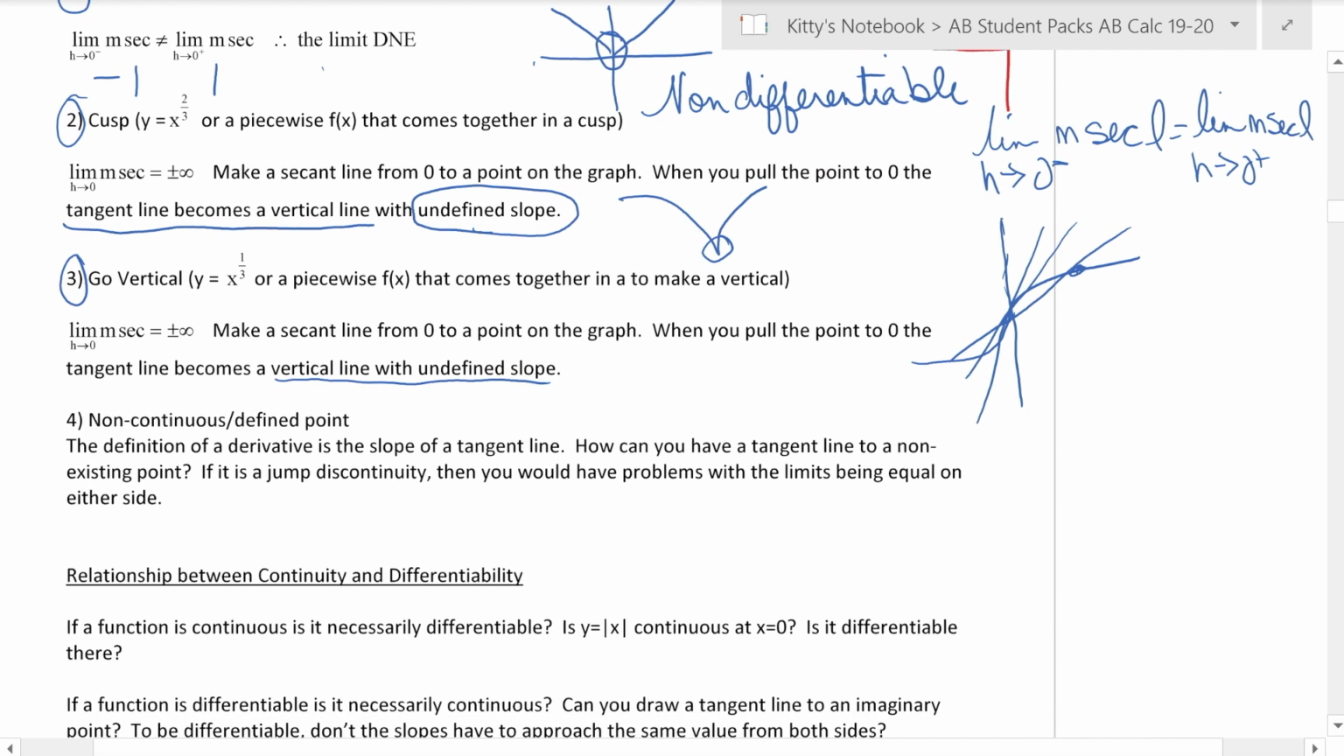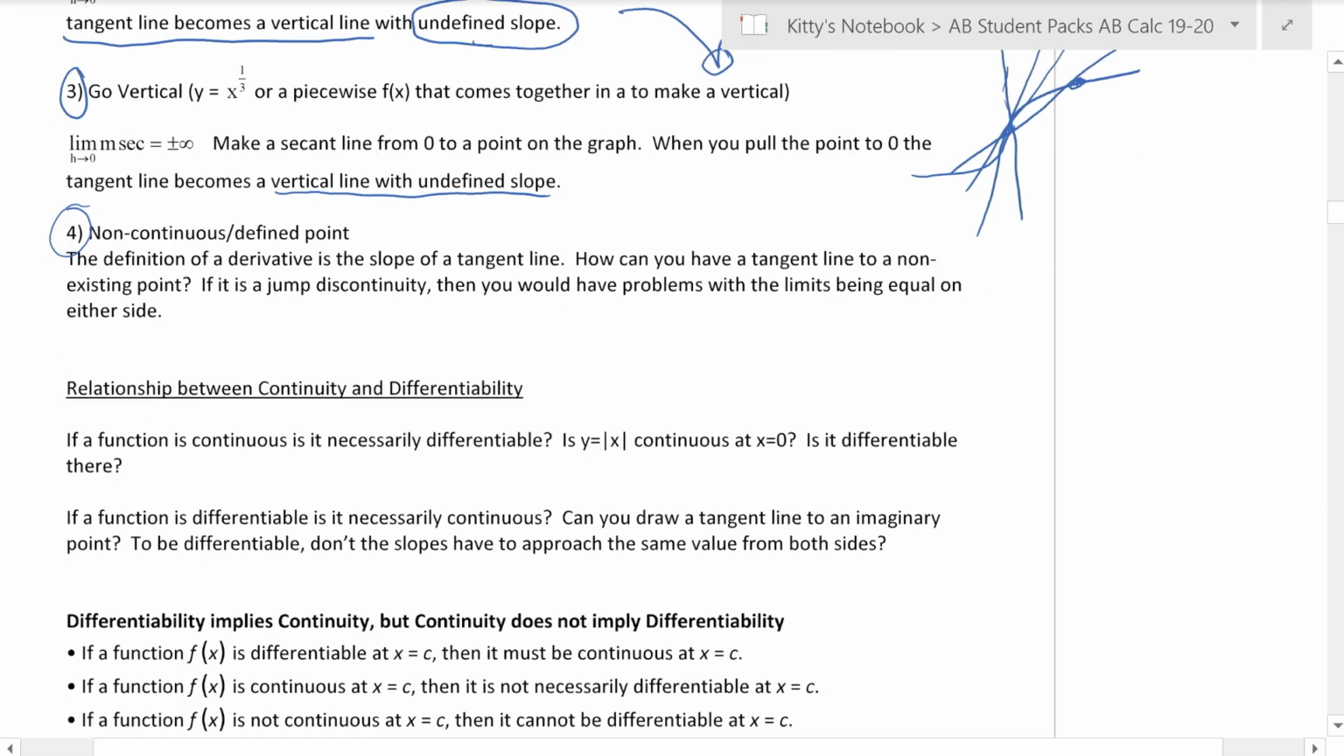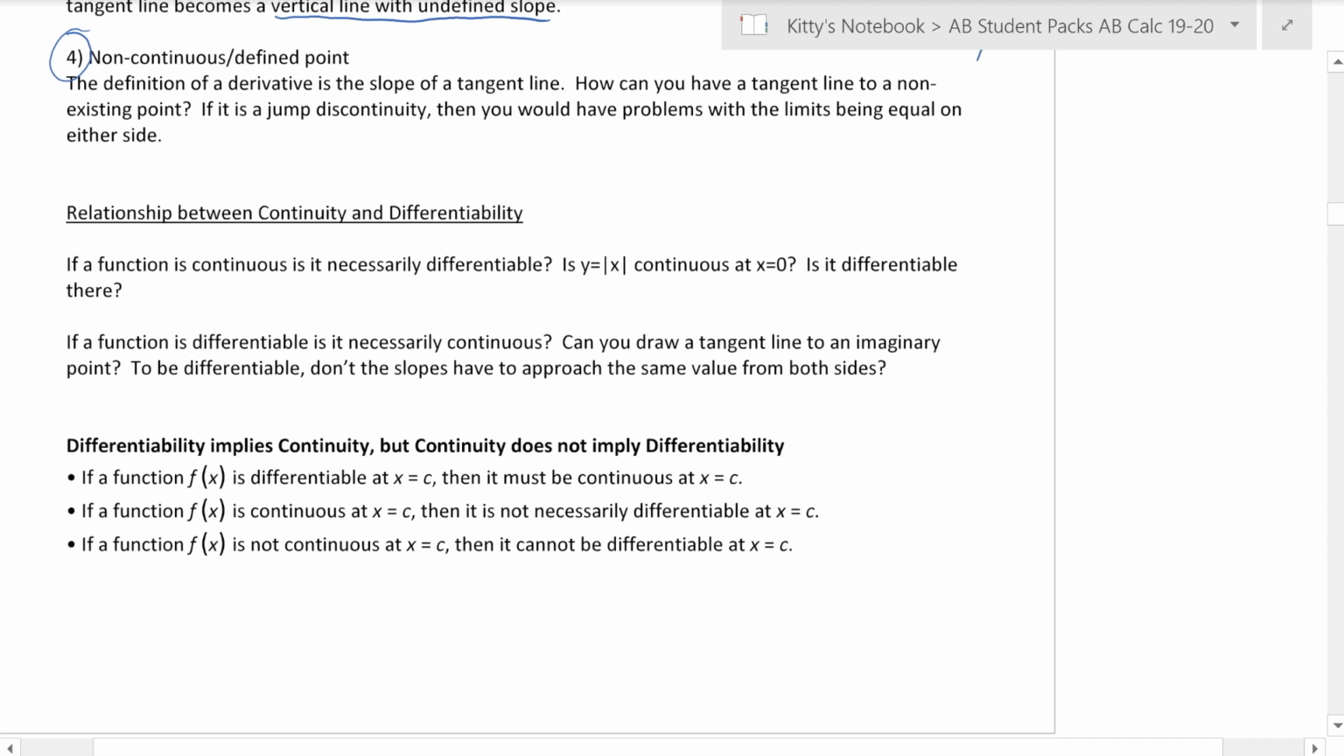Now the last one's just kind of common sense. If you don't have a continuous point, you cannot draw a tangent line to it. Therefore, it cannot have a slope. So if you have a point of discontinuity, then you're definitely going to have a point of non-differentiability. So that brings us to the next point. What is the relationship between continuity and differentiability?